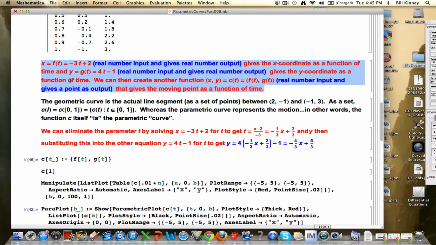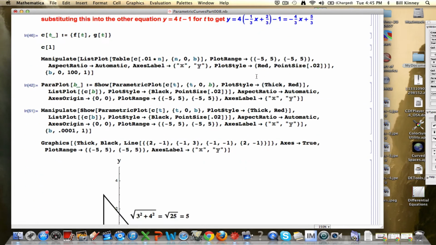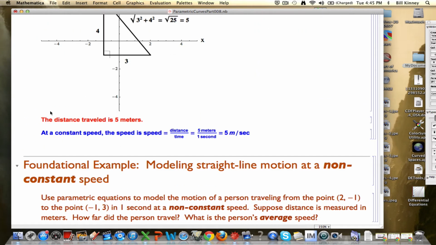This f of t gives you the first coordinate, the x coordinate of the point as t changes. The g of t gives you the y coordinate of the point as t changes, and they are linear functions. If you combine them into one point-valued function called c of t, that's just another way of thinking about it that is sometimes useful.